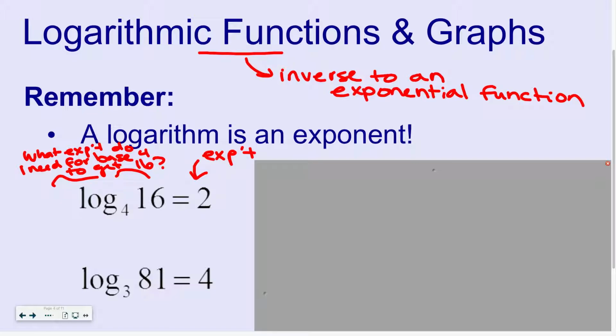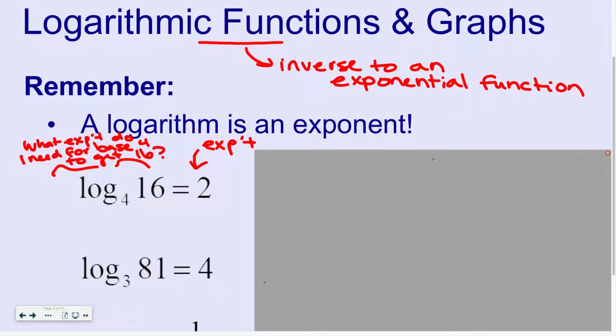Can you see why a mathematician might come up with a shorter way to write that question? Log base 4 of 16. If we just all agree that that's asking about an exponent, then we don't have to write the whole question. What exponent do I need for a base of 4 to get 16? I just write log base 4 of 16, and you guys know it's asking about an exponent.